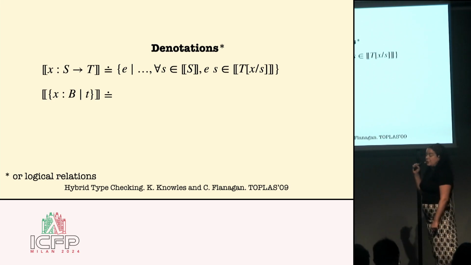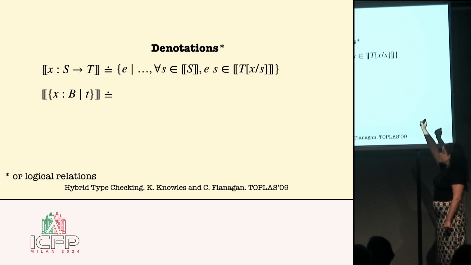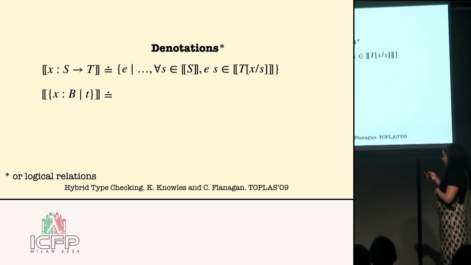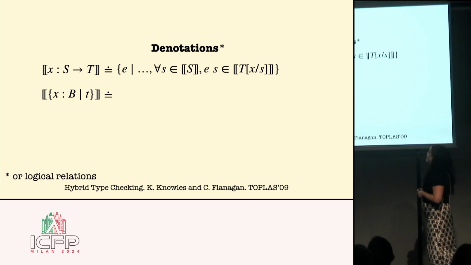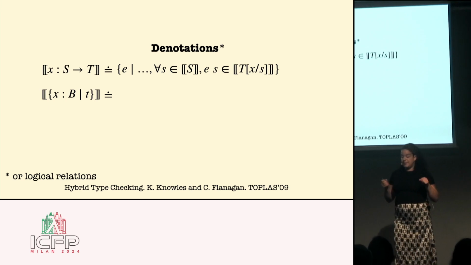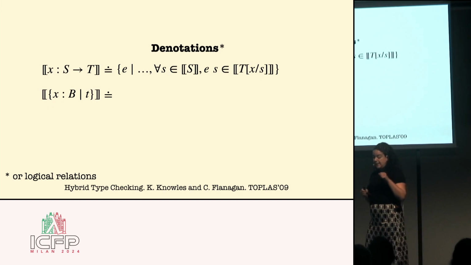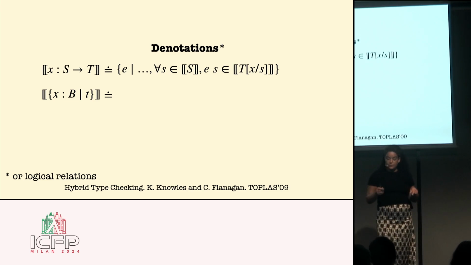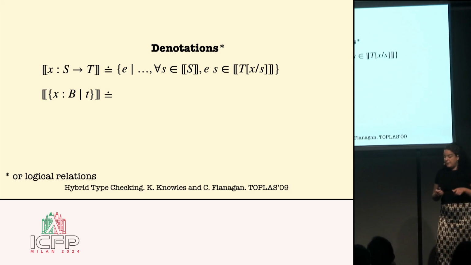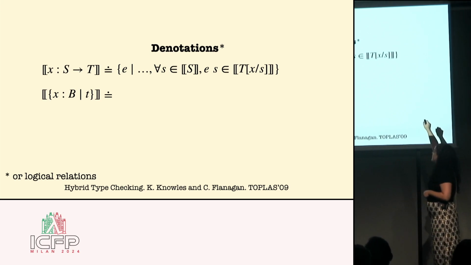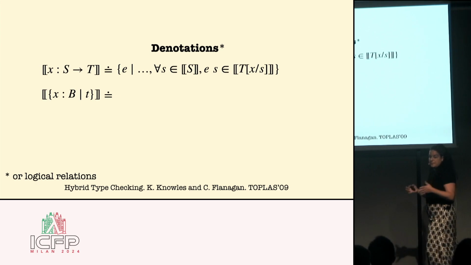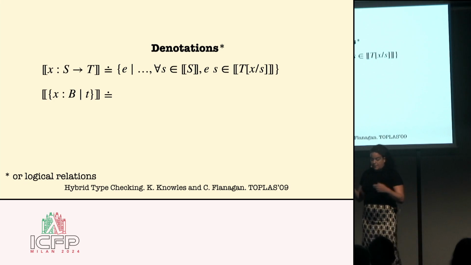But yes, so he says the denotation of a function type, x of type s goes to t, says that it contains all the expressions e, so that if we apply e to an expression s, where s belongs into the denotation of the argument s, then we get something that belongs into the denotation of the result. And this is quite straightforward for the logical relations or denotations of function types.